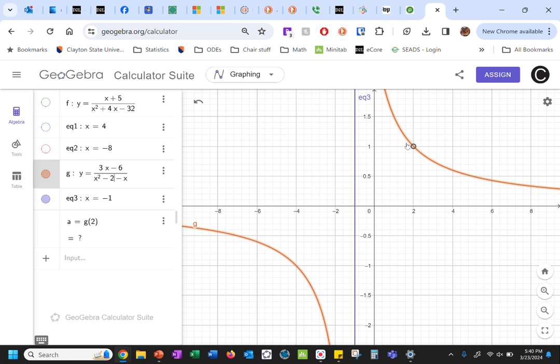All right, so that's it for this example. I think we have one more coming up before we start talking about, I think, horizontal asymptotes.